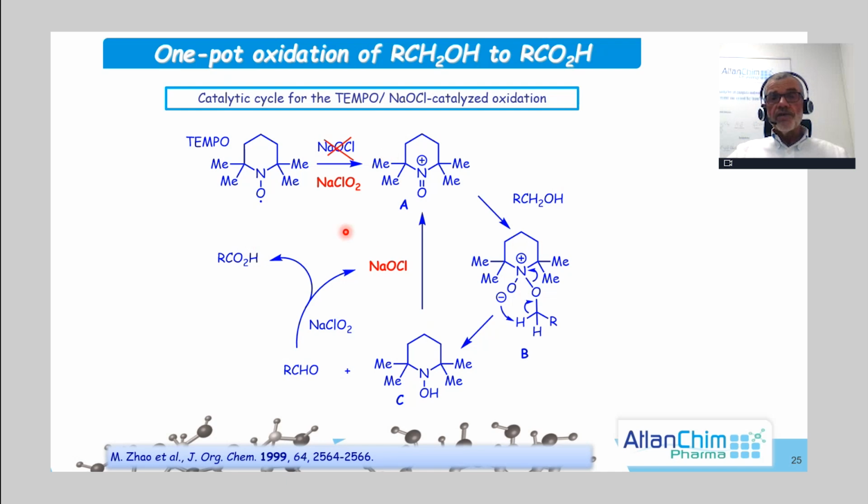The long induction period of the reaction without a catalytic amount of hypochlorite is probably due to the relatively slow oxidation of TEMPO radical by sodium chlorite itself. Nevertheless, once the reaction is initiated, it becomes self-sustaining as sodium hypochlorite is continuously regenerated, which is consistent with the catalytic cycle described on this slide.